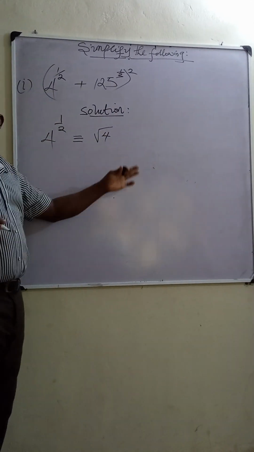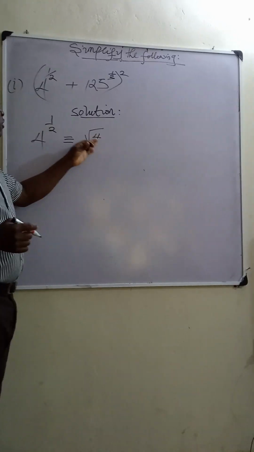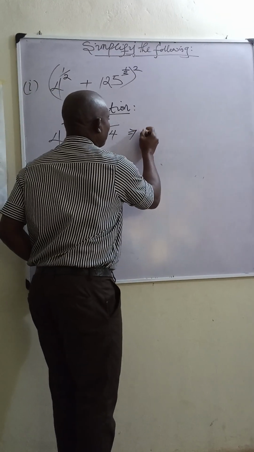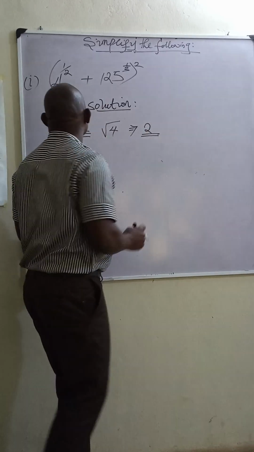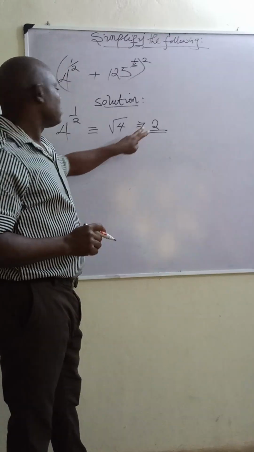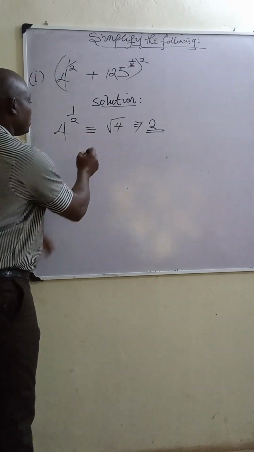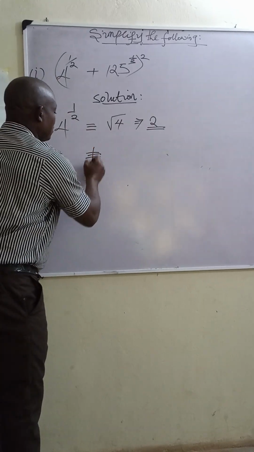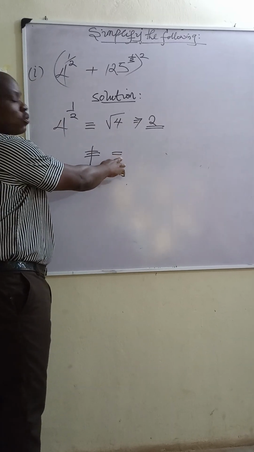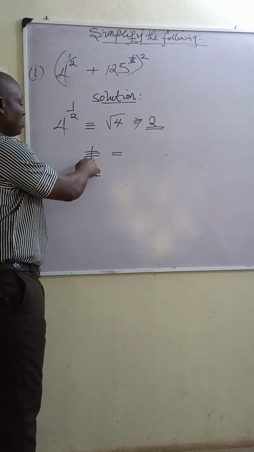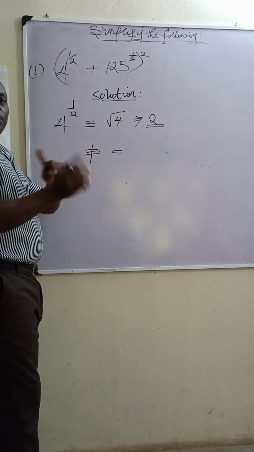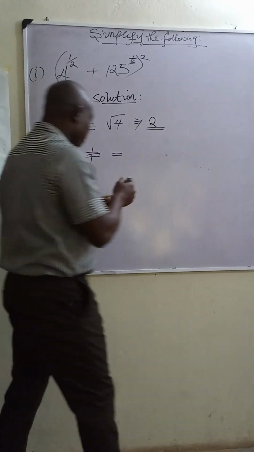Now, I don't want to ask you whether you can tell the square root of 4. The square root of 4, of course, implies 2. So whenever we write this, it means implies. This one means equivalent. This one is equal to, or equals. This one is equivalent, where this one is implies. You don't mix up things.